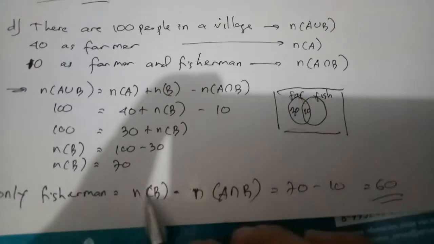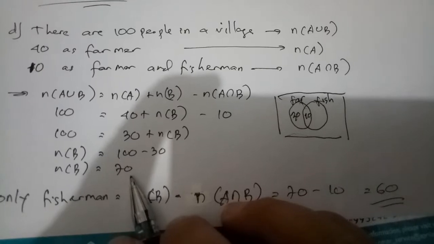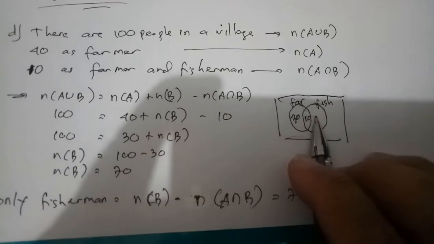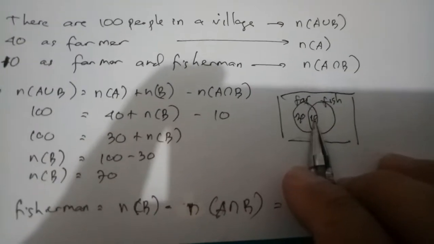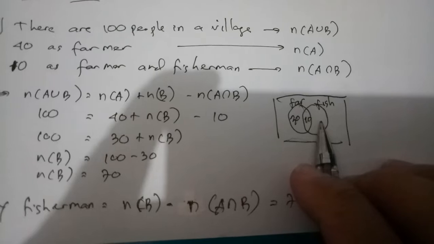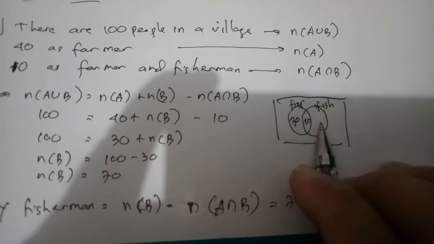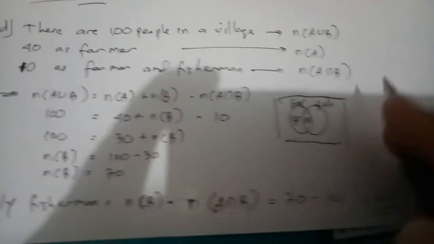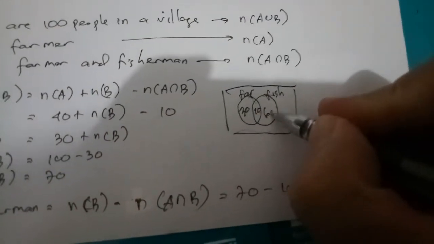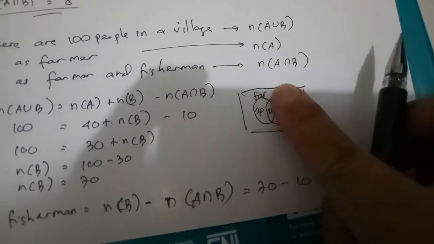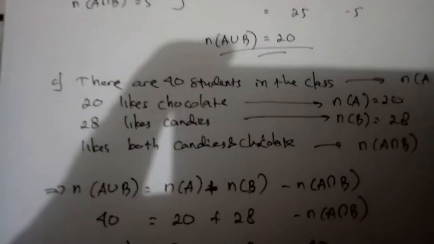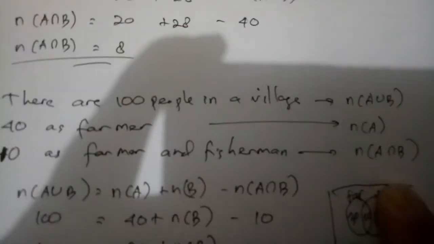As we know, the number of people that work as a fisherman is 70. But since 10 of them also work as a farmer, it means that the people that work only as a fisherman are 70 minus 10, which equals 60, right? So if I circle this one, this is farmer, right? As you know, farmer is 30 plus 10, which equals 40 in here, right?